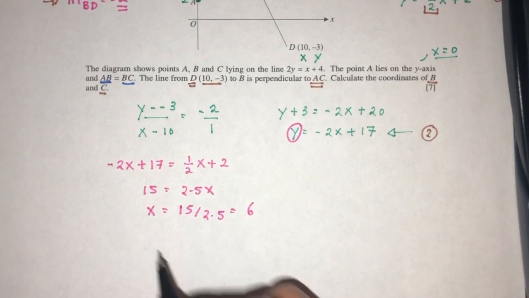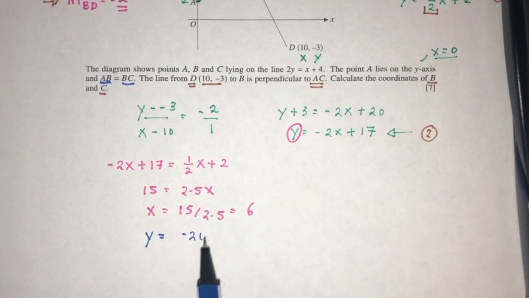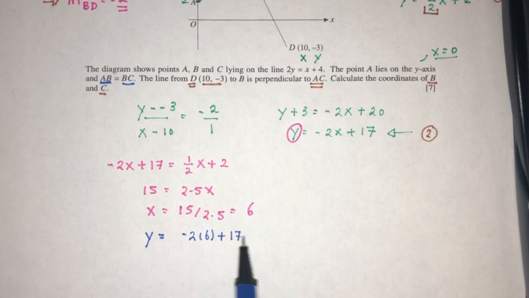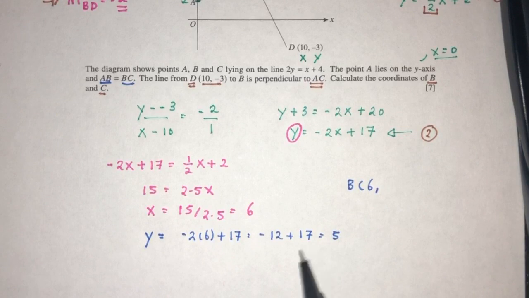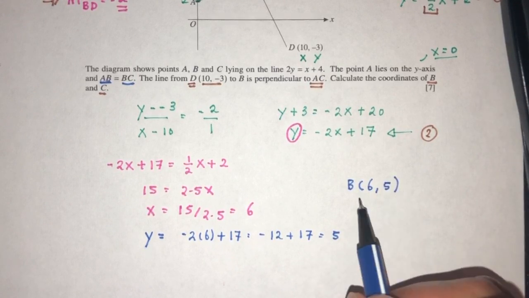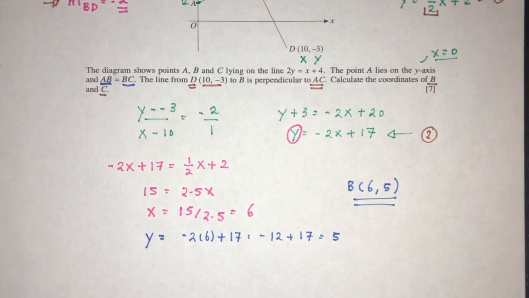From here, we can find the value of y. y will be, replacing right here, minus 2 times 6 plus 17. That is minus 12 plus 17, that will be my value of 5. So the point B, x value is 6 and the y value should be 5. This is my point B. Pretty easy. Now next thing is we have to find the point C.